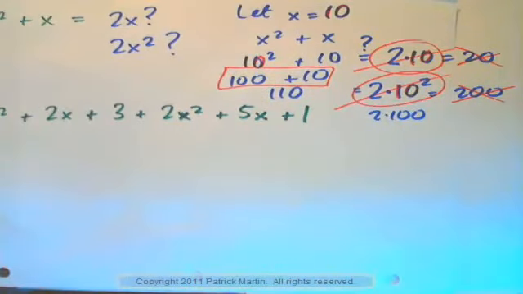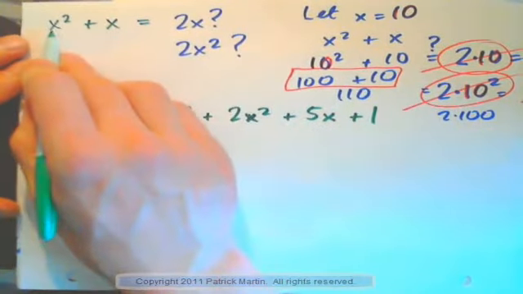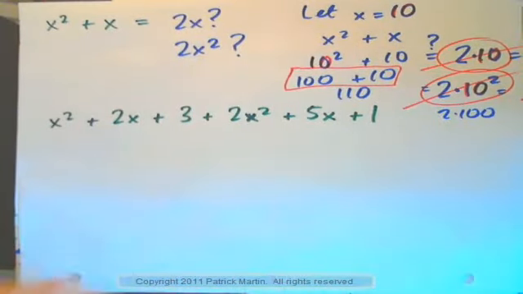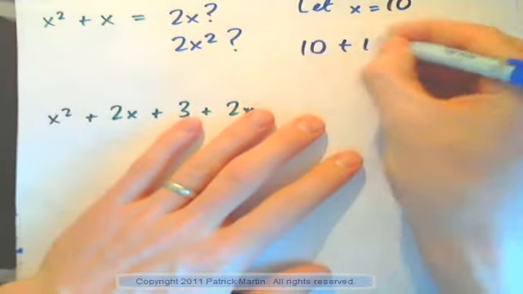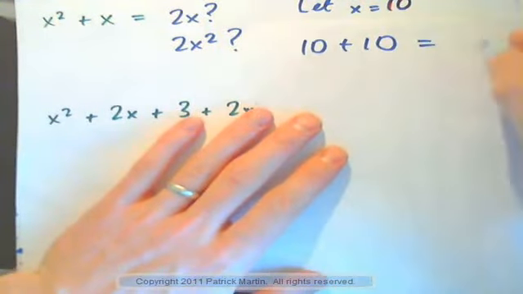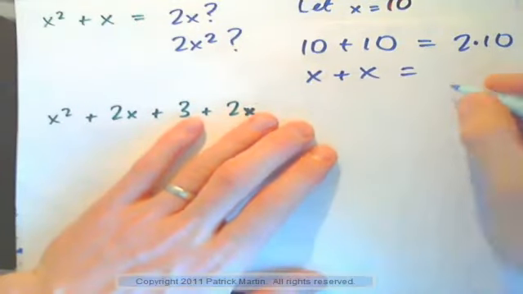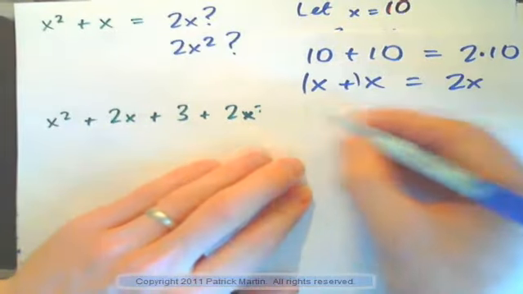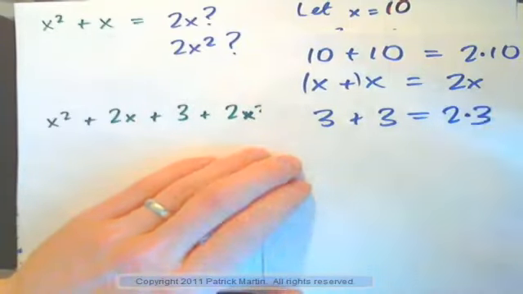You can't really make 2 of anything, can you? The same with this. X squared is simply not the same number as x, so you can't put it together. I mean, if I was doing 10 plus 10, now that's the same number. That's equal to 2 tens. Similarly, x plus x would be 2x, wouldn't it? 2 x's, right? If you had 3 plus 3, what's that? Well, it's 6. It's 2 times 3, 2 threes.